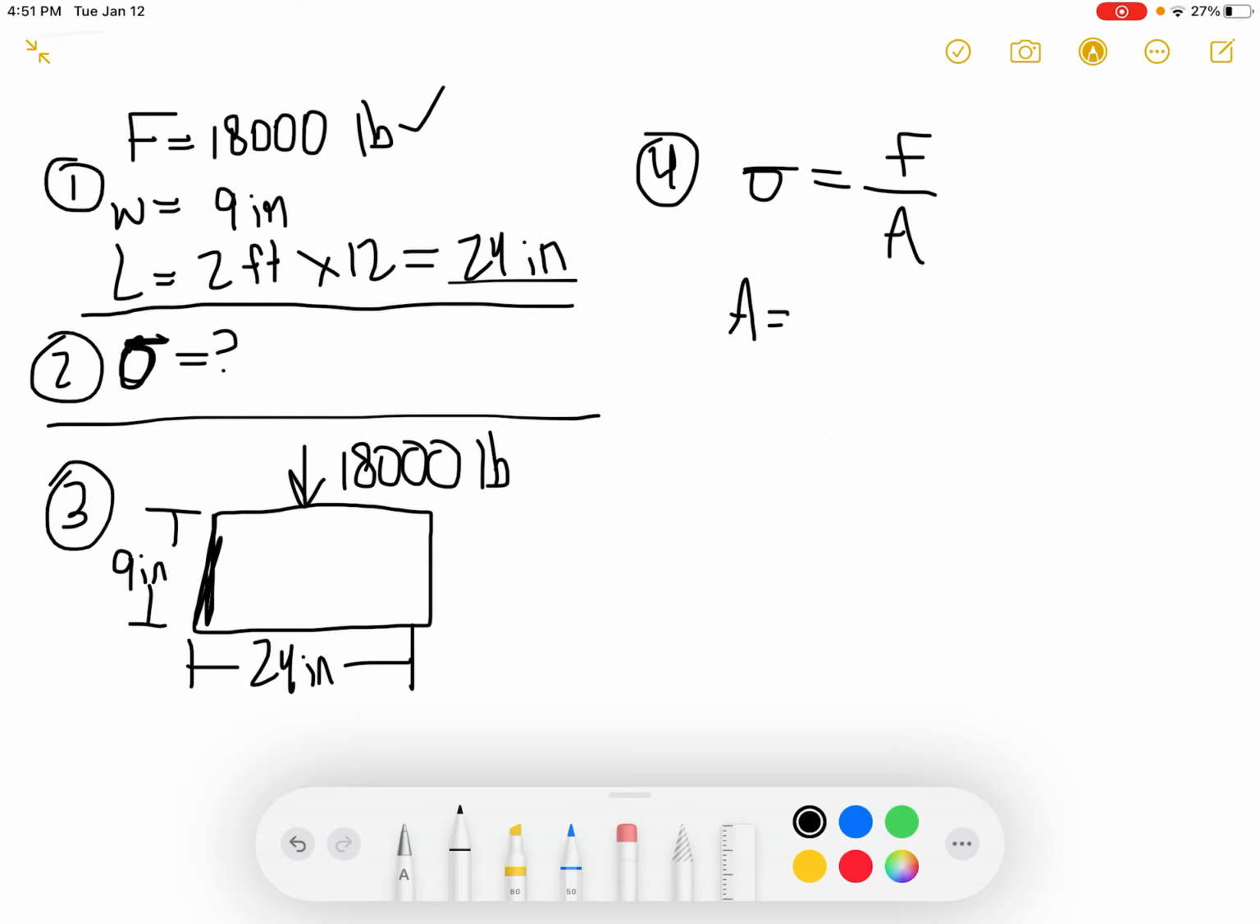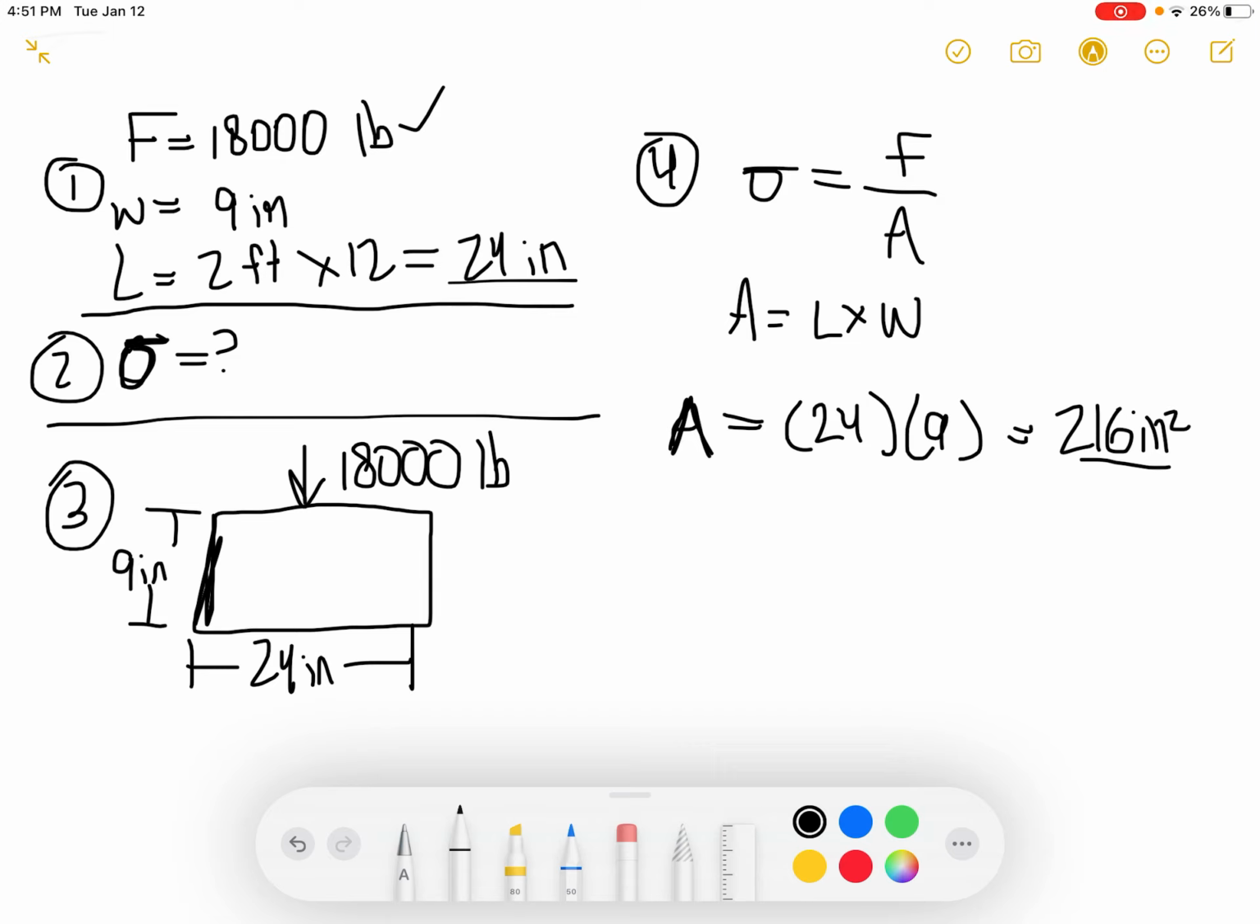Well, there are also equations we can use, but the one that we need to use is length times width, because that has the numbers we already have. So this is 2 steps we'll need to do. First find the area, then we can find the stress, which is what we were asked. So we multiply 24 inches by 9 inches, and we get 216 inches squared, because that's the unit for area.